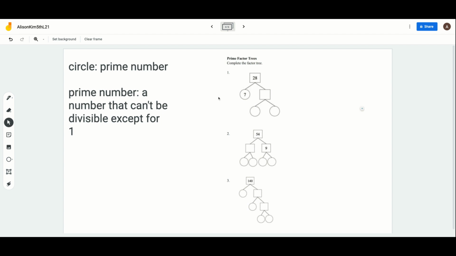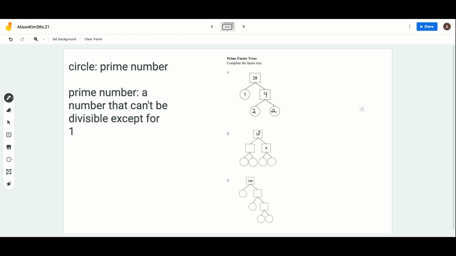When we divide 28 by 7, we get 4. And 4 is in a box or square because it can be broken down, since 2 times 2 equals 4. So we're going to write 2 and 2. And 2 and 2 are both in circles because even though you may think that prime numbers are only odd numbers, 2 is actually a prime number because only 2 times 1 equals 2.